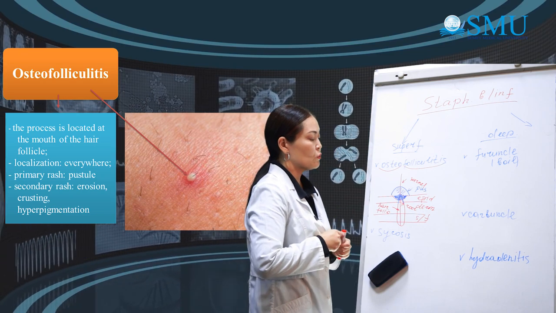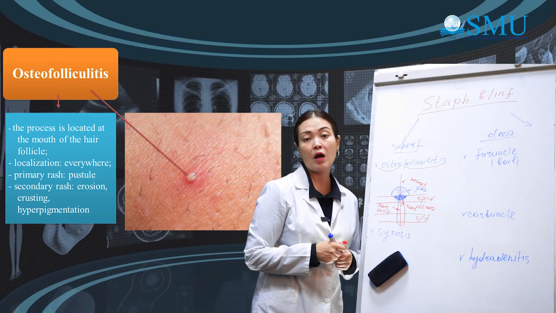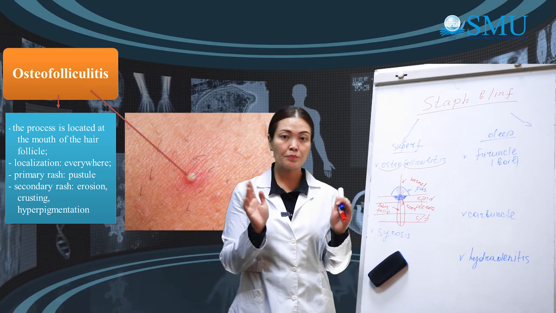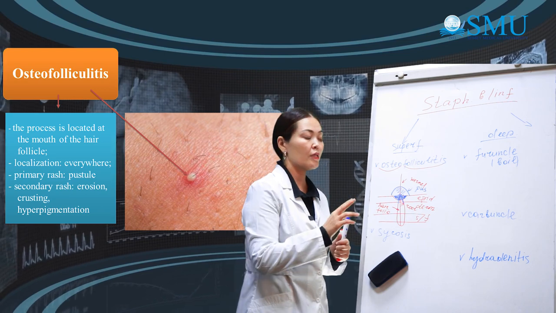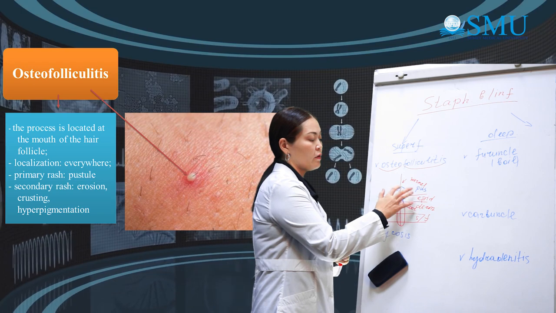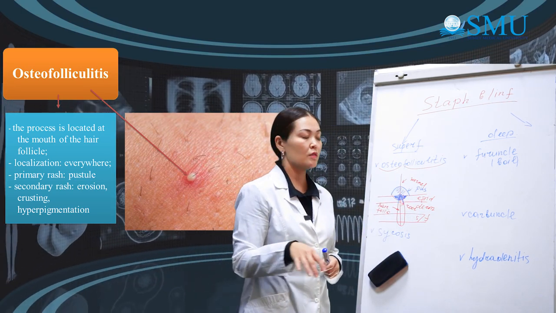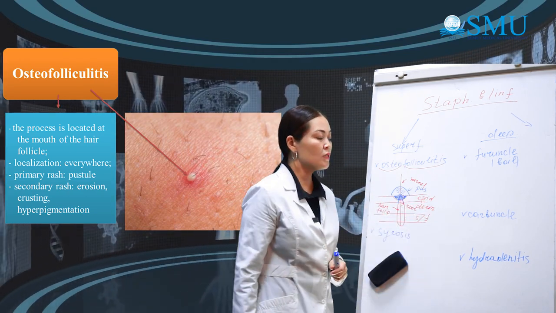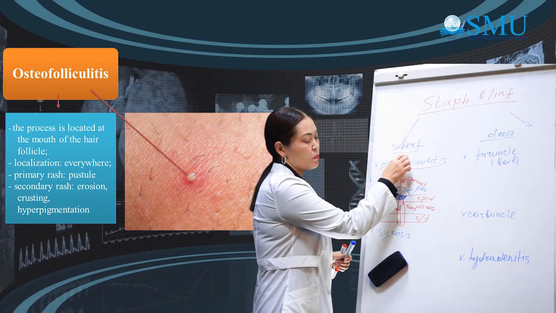The secondary lesion for a patient with osteofolliculitis can be erosion and then a yellowish dry crust. So when this pustule is rubbed off, you will see a red erosion. After 2 or 3 minutes, when the pus starts to dry, you will see a yellowish crust in this region. After some time, for example after 2 or 3 months, this place will be clean without any signs of disease, because the process is located in the epidermis. The process is superficial.